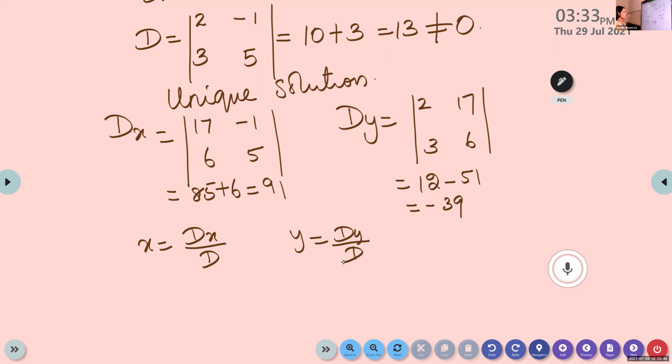What is the answer? What is the value of x? What is the value of y? What is the solution? x is 7, y is minus 39 by 13. y is negative 3, isn't it? Therefore, the solution is x is 7 and y is negative 3.